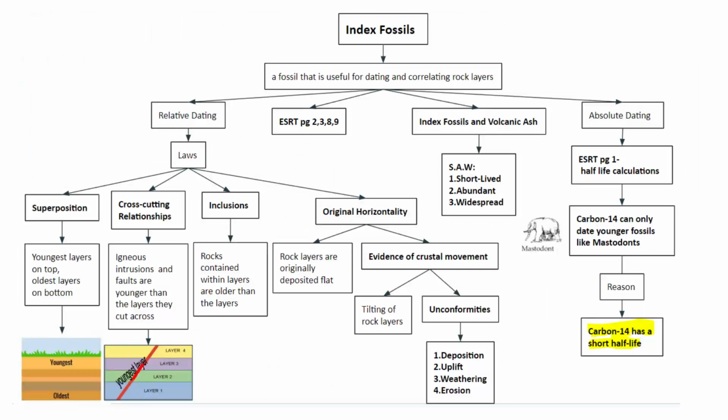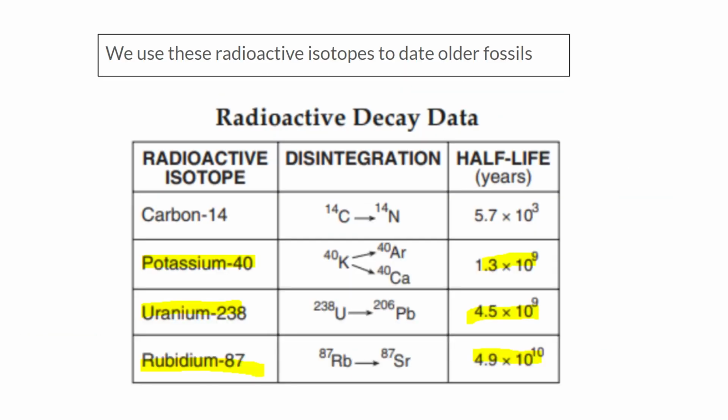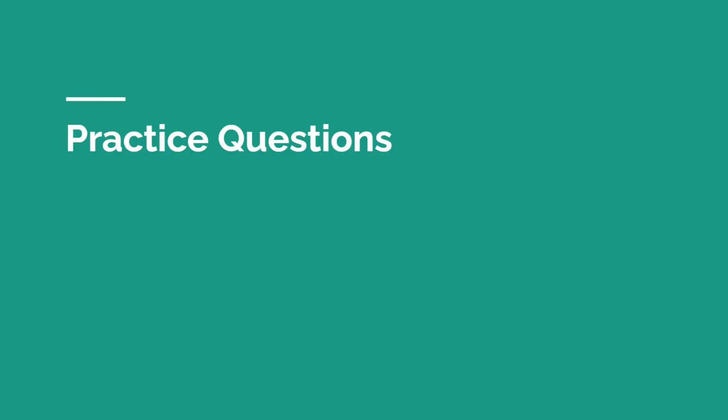So go ahead and open your note packet and write this down. Carbon 14 can only date younger fossils like mastodons because carbon 14 has a short half life. Anytime you're asked why carbon 14 can be used to date younger fossils only, why can't we use carbon 14 to date much older fossils, the answer should be that carbon 14 just has a short half life. We use radioactive isotopes like potassium 40, uranium 238, and rubidium 87 with longer half lives to date much older fossils. In the next video, we're going to do some practice questions. But for now, that's it.